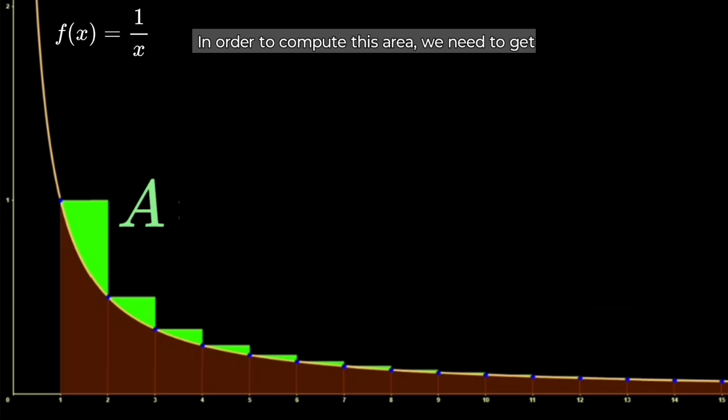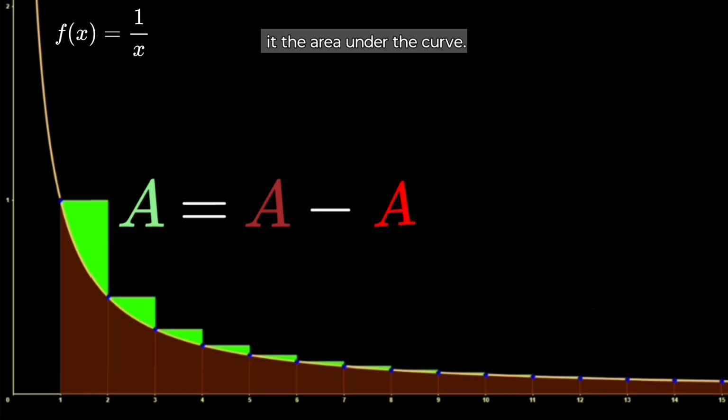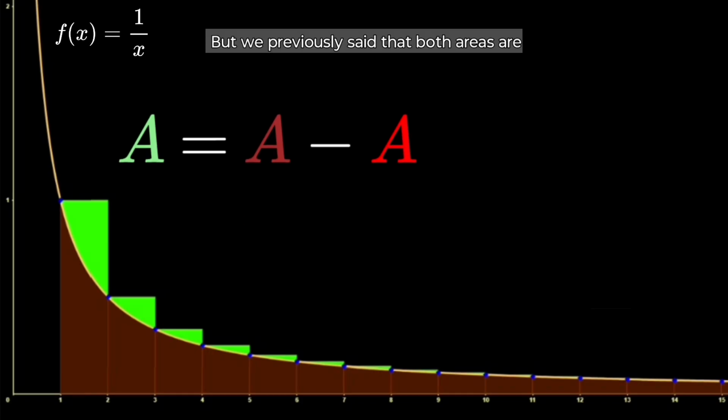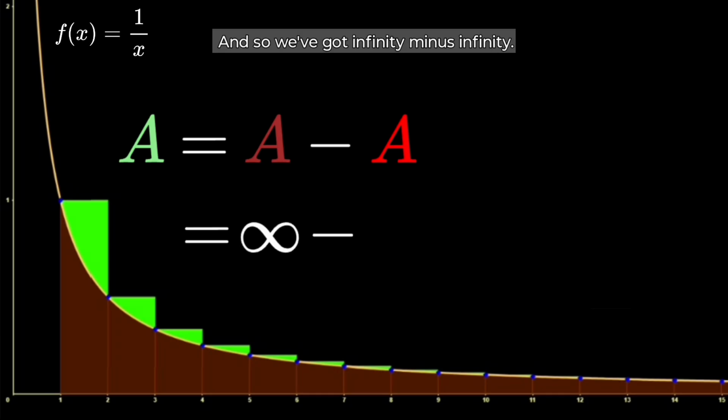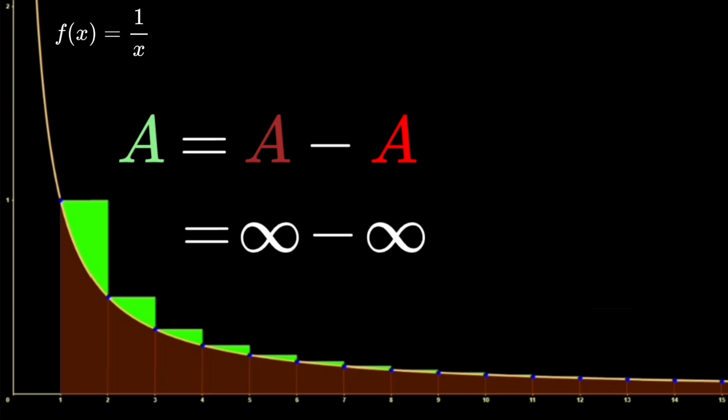In order to compute this area, we need to get the area of the rectangles and subtract from it the area under the curve. But we previously said that both areas are equal to infinity, for each one diverges. And so we've got infinity minus infinity. But infinity minus infinity is an indefinite form. So is the area indefinite as well?